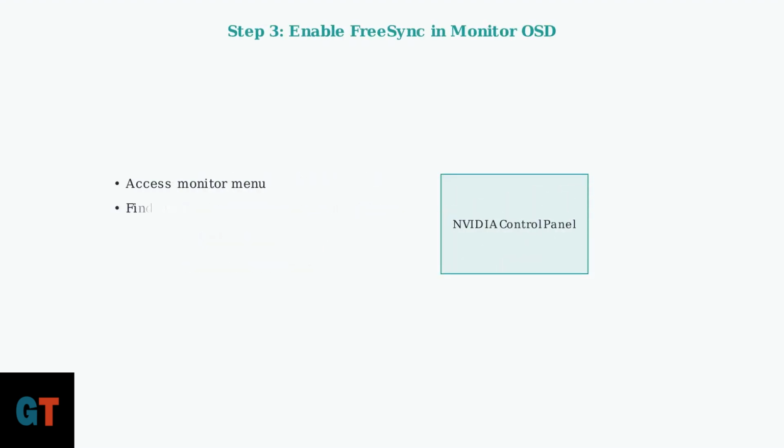Step 3 involves enabling FreeSync in your monitor's on-screen display menu. Access your monitor's settings using the physical buttons, navigate to the display or gaming section, and enable FreeSync or adaptive sync. This must be done before G-Sync will appear in Nvidia Control Panel.